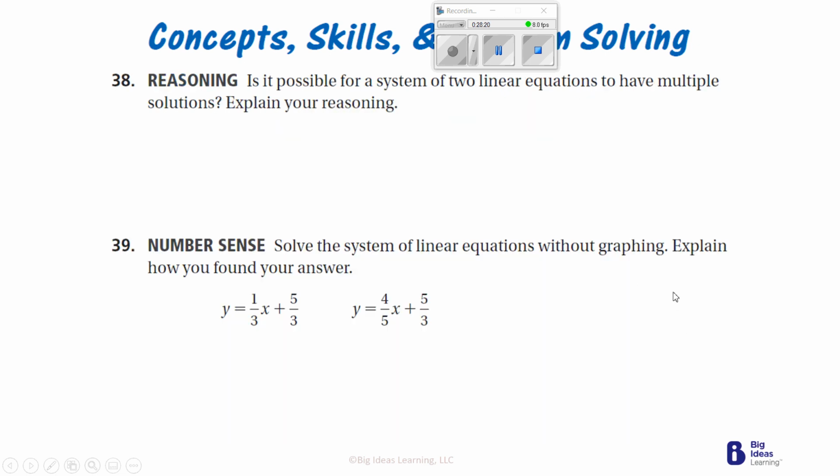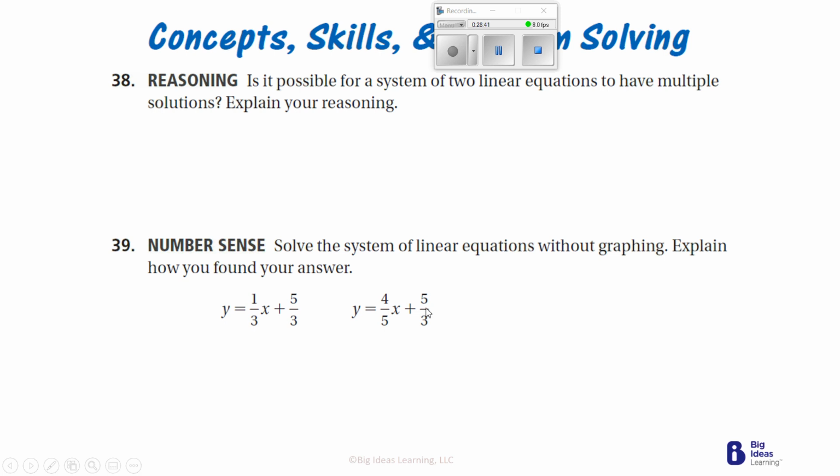All right. Number 39, solve the system of linear equations without graphing. Explain how you found your answer. Okay. This one, we see that we're going up 1 and over 3. This one is going up 4 and over 5. But they both intersect at 5 and 3.